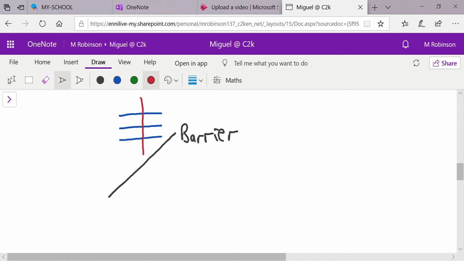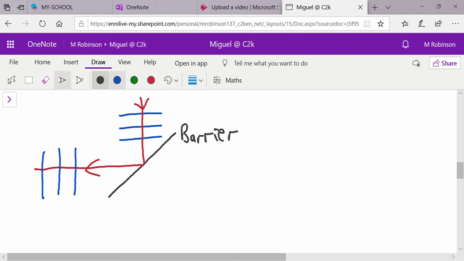There's the wave direction. They're moving that way. It would hit the barrier, reflect off, and then those three waves would end up over here, like so.